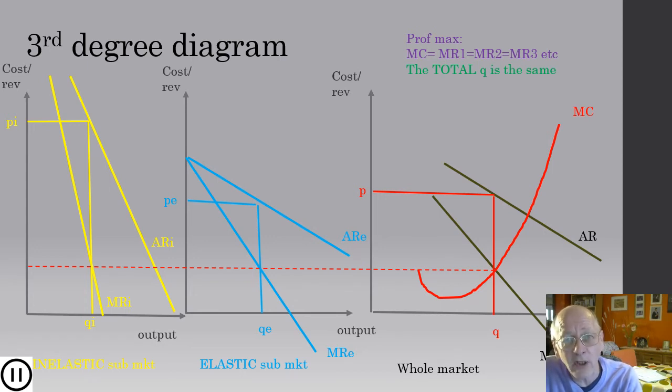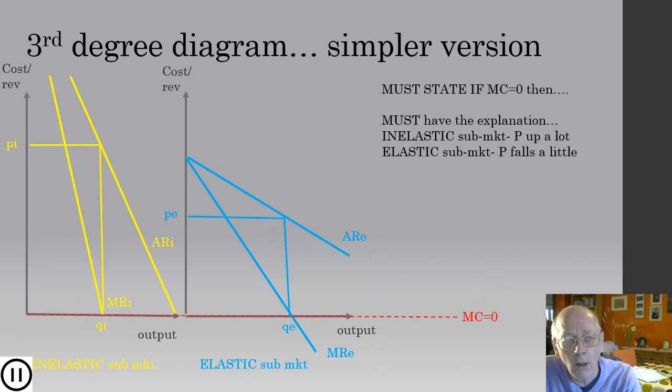So I'd like you to think about that diagram, and then I'd like you to take a quick pause, because I'm going to give you a simpler version of the diagram in a minute. If you can draw this one, fantastic. If not, there is a get out. Now my get out does not involve drawing the diagram for the market as a whole. So it is a lot more straightforward. You still need the inelastic market and the elastic market. And to make it even easier, we're going to assume that marginal cost is zero. And for an awful lot of firms that practice price discrimination, the marginal cost is zero.